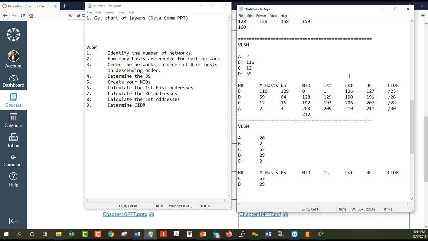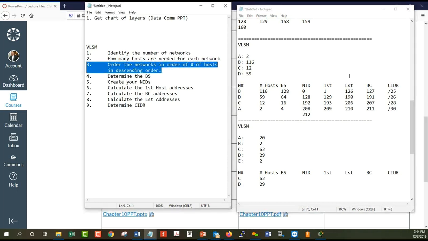Okay, not quite. I'm not looking for CIDR. What I'm trying to do is, right now I'm on this rule right here. So I'm putting my networks in order of the number of hosts, with the largest at the top and then in descending order. So based on this, what is the next largest network that I need to list here?